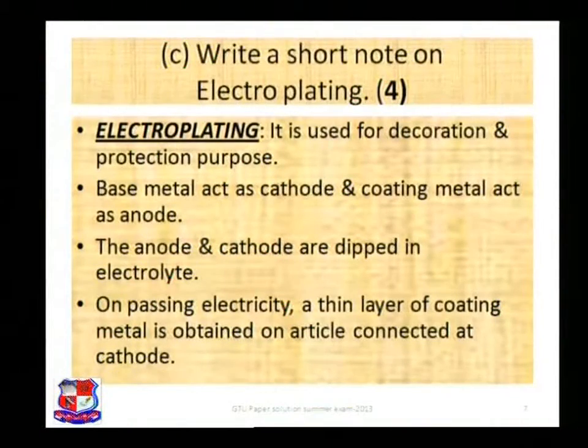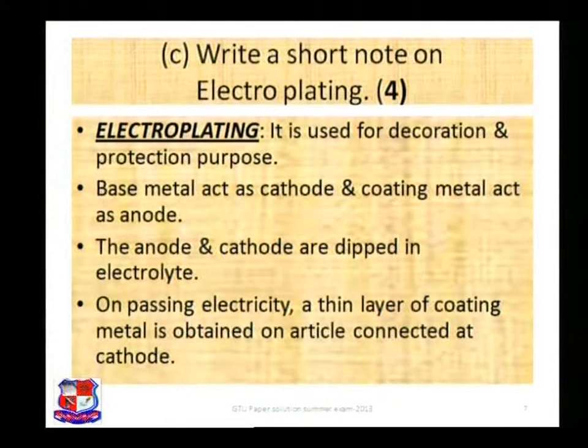So we have seen the four factors. What are the factors affecting degree of ionization? Nature of ionic compound, nature of solvent, temperature, and then finally the dilution of the solution. The next slide shows the next question, question 1c, that is write a short note on electroplating.